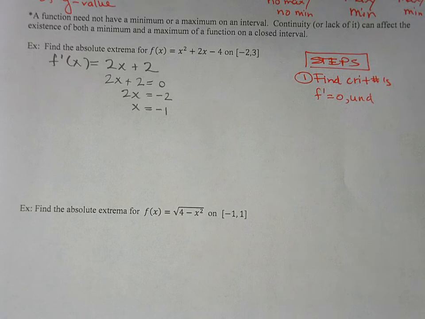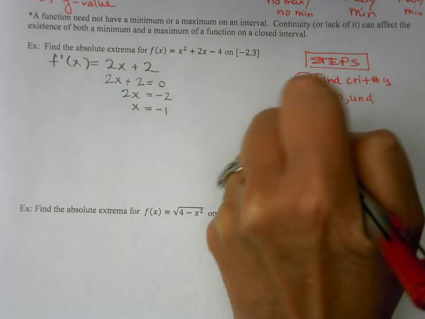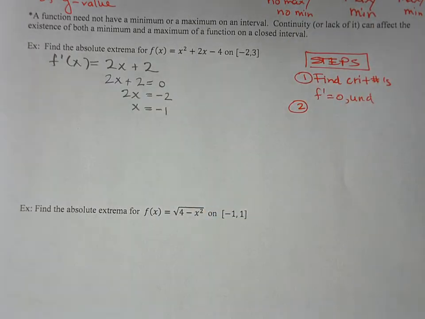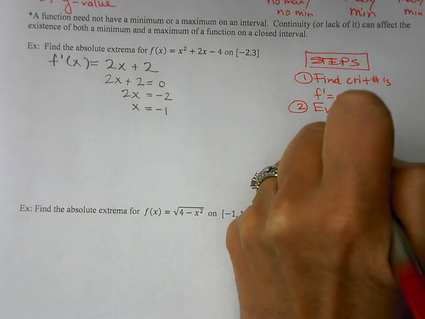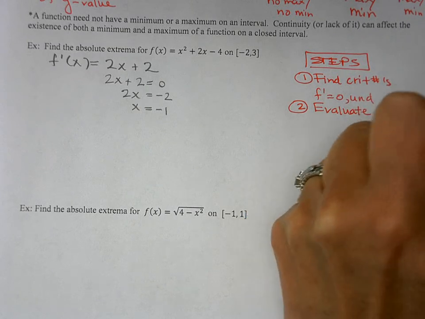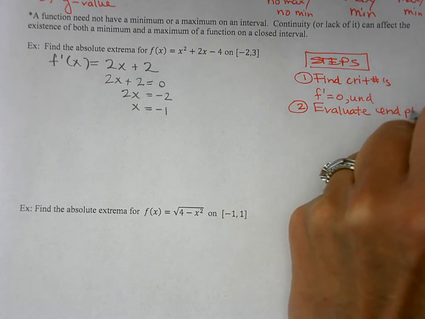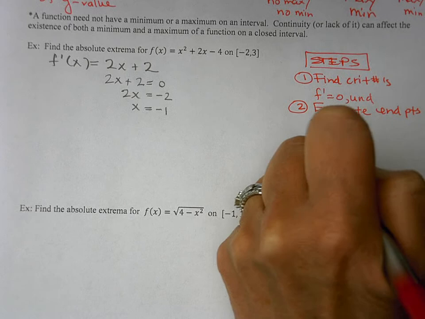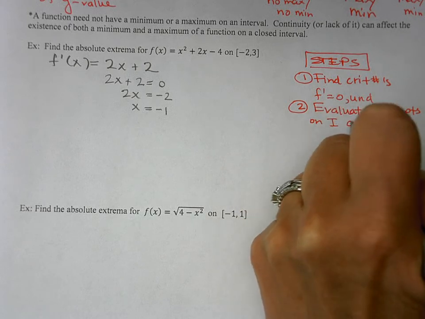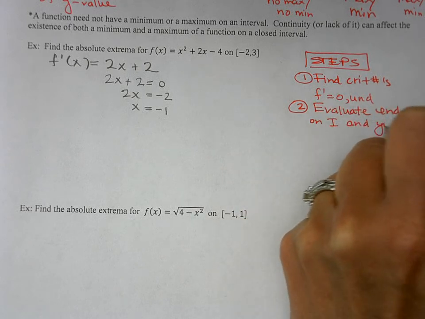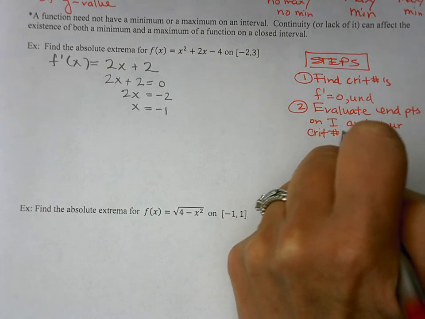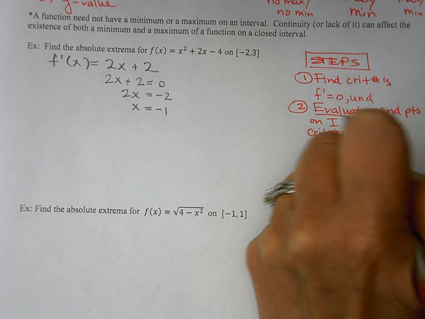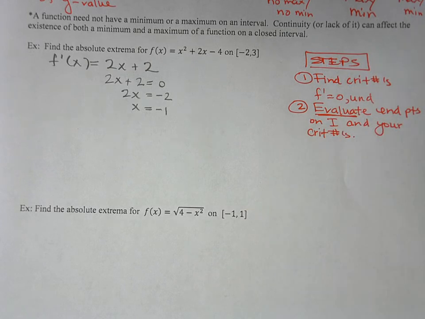And once we find our critical numbers, we're going to determine our absolute max and min by finding those y values, because we have to answer in terms of our y value. So now we're going to evaluate the endpoints on your interval and your critical numbers. Evaluate means find the value of y, whenever we ask for evaluate.